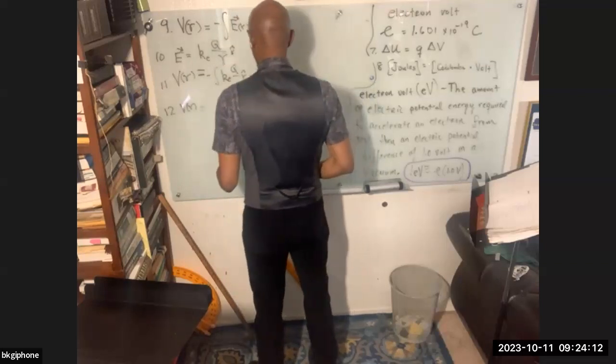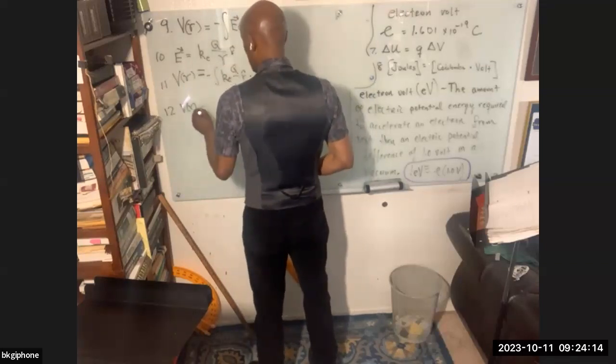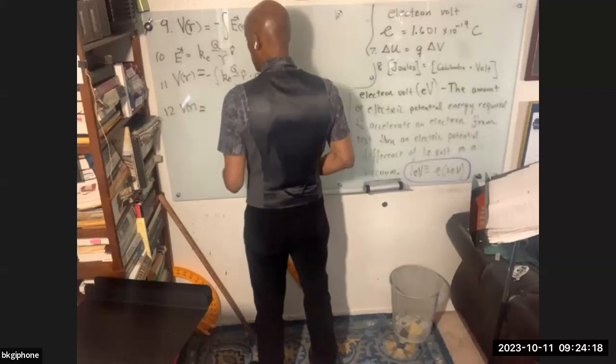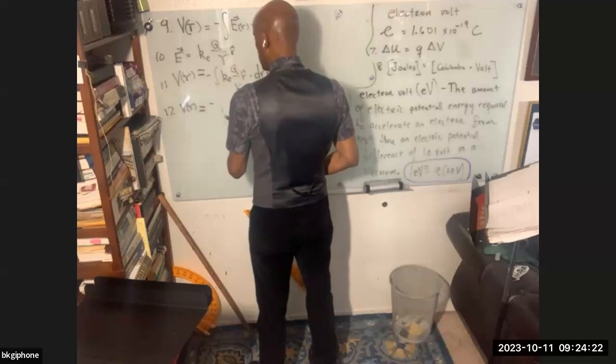We can just say that for a point charge, we have minus the integral of k_e Q over r dr.